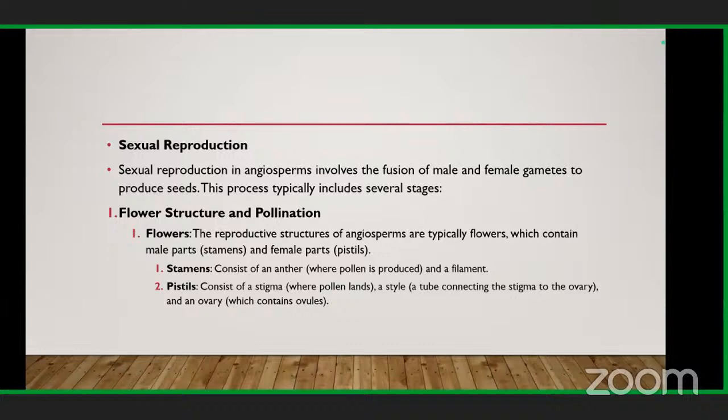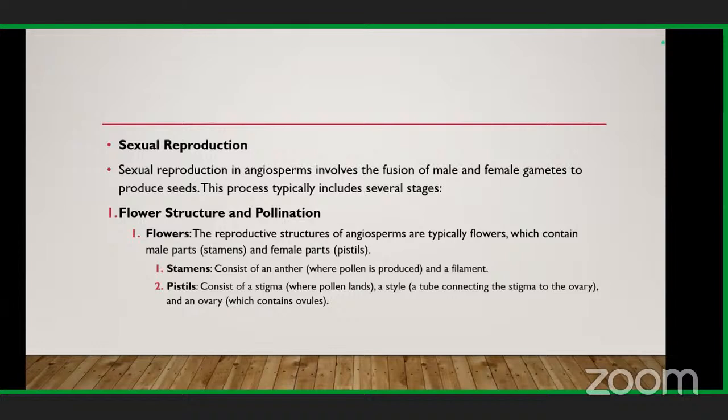Sexual reproduction in angiosperms involves the fusion of male gametes and female gametes to produce seeds. This process typically includes several stages. So sexual reproduction is, of course, the fusion of male and female gametes to produce the zygote, then seeds, and it involves several stages. Number one is flower structure and pollination.